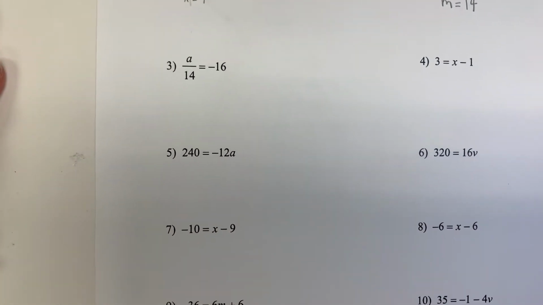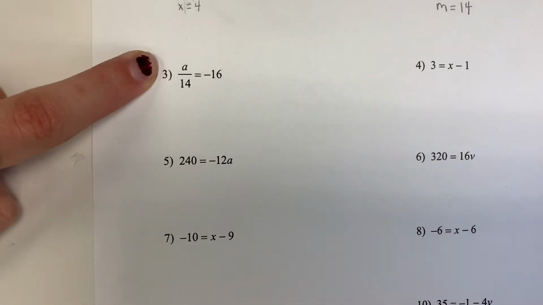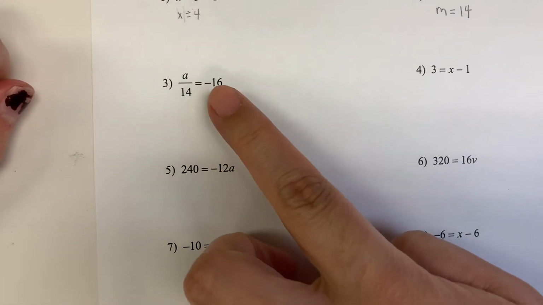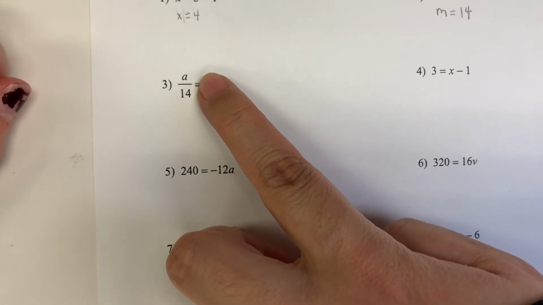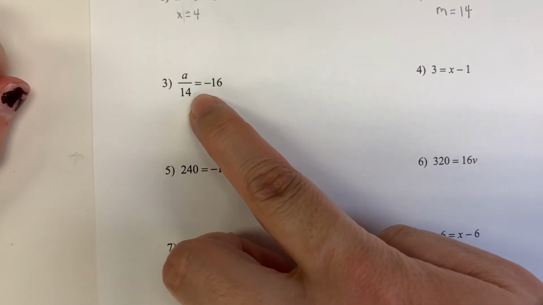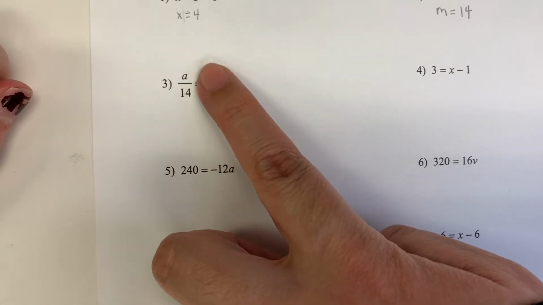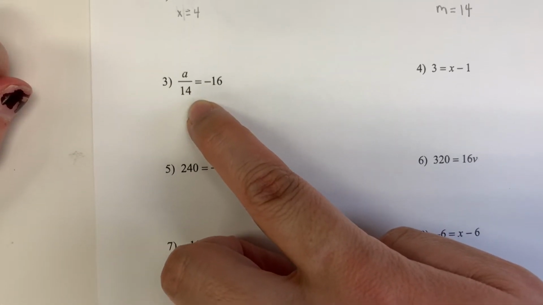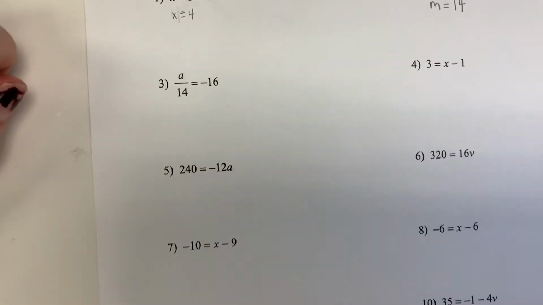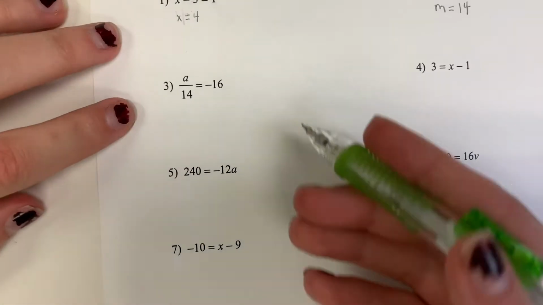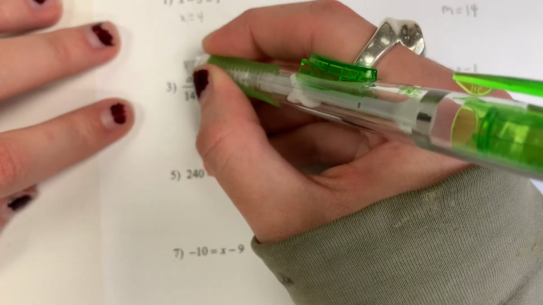Okay, let's look at the next one, number 3. So what happened to this guy, a? A was all alone, and then it started sitting on top of 14. So a divided by 14. What's the opposite of divided by? Multiply. So you multiply by 14 on both sides.